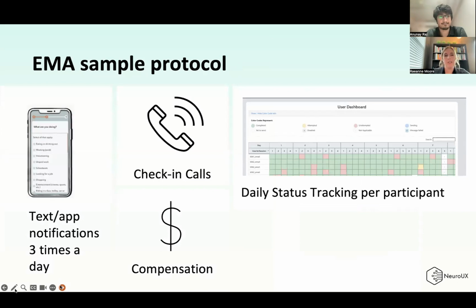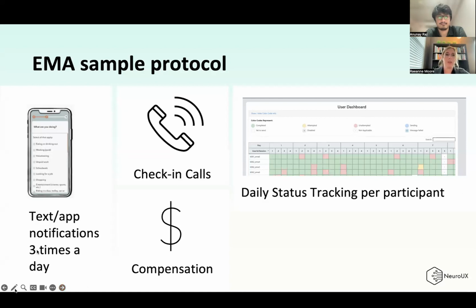And an advantage of EMA is really it can reduce that responding bias that we typically see from our traditional survey methodology. And when thinking about our participants with cognitive impairment as well, they don't have to rely on retrospective recall to respond. It's really just kind of responding about what they're doing right now or what they've been doing the last hour or since the past survey.